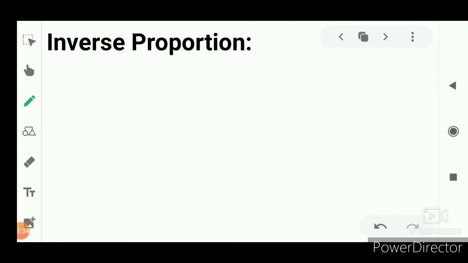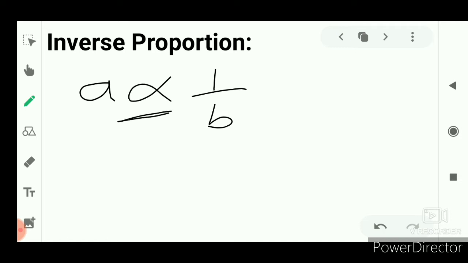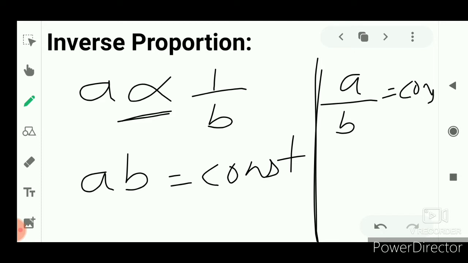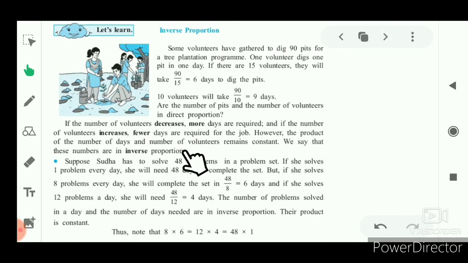We write inverse proportion as A is inversely proportional to B. This is the symbol of proportionality. In case of inverse proportion, A into B is always constant. What about direct proportion? In direct proportion, A upon B is constant, that is, their ratio is constant, and in inverse proportion their product is constant. Clear? Now see some examples.